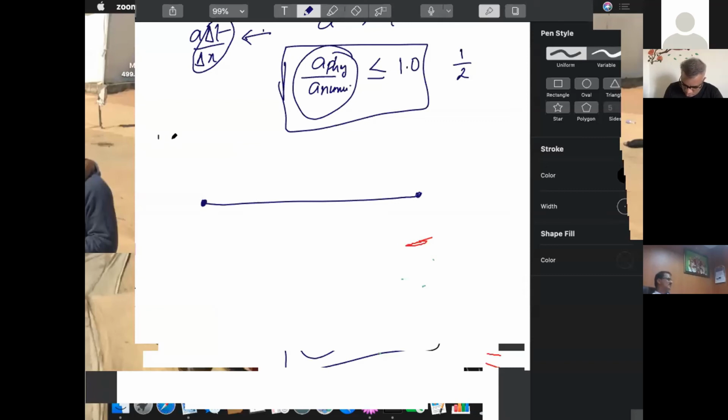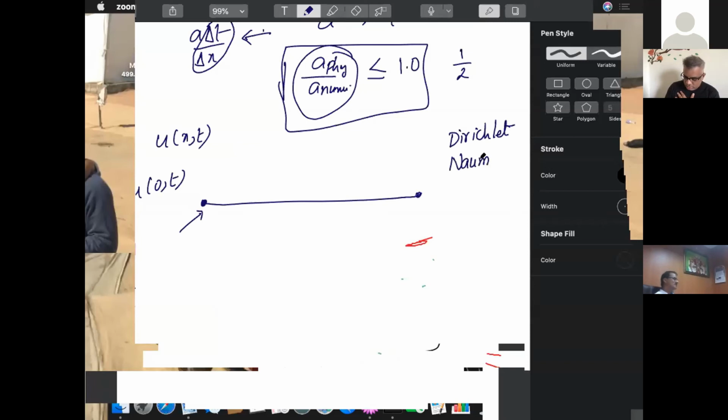I know that u of x comma t is a solution that is being propagated in the domain. If I prescribe the function itself, there are basically two kinds of boundary conditions: Dirichlet boundary conditions and Neumann conditions.